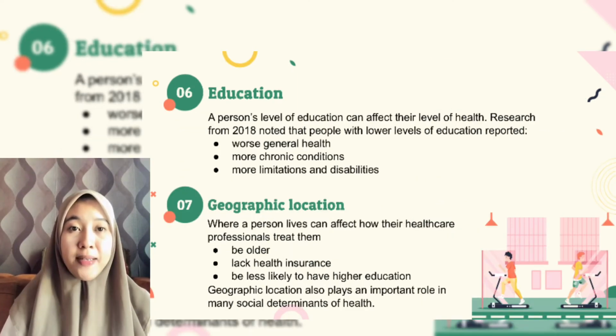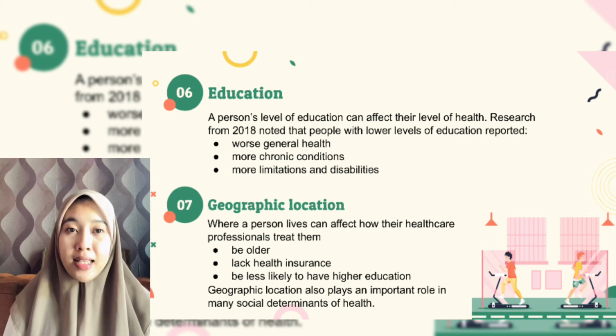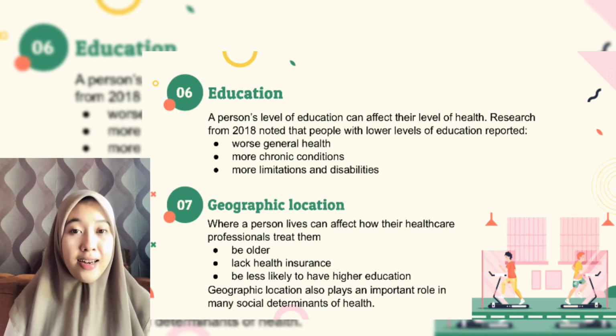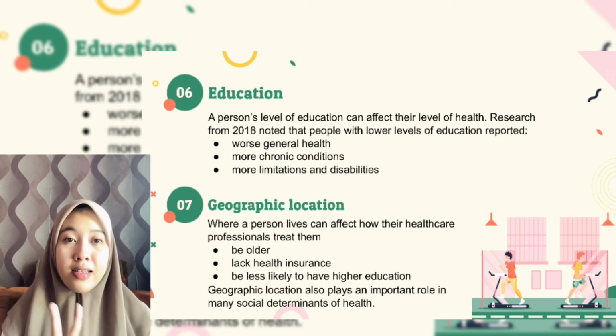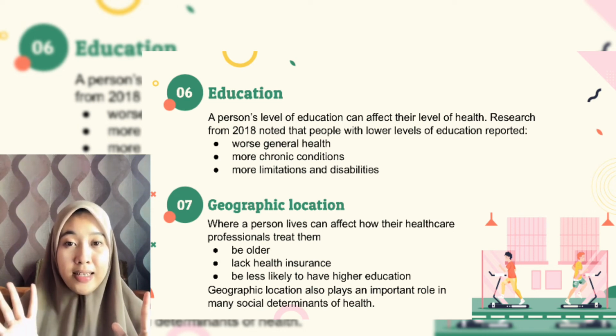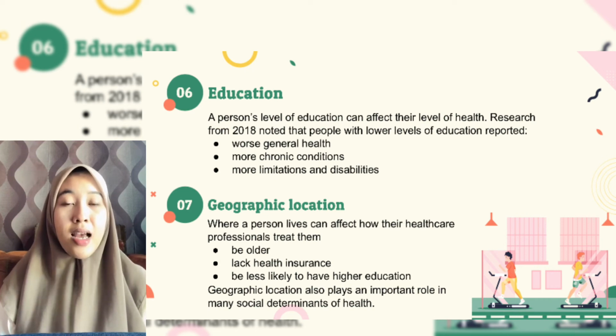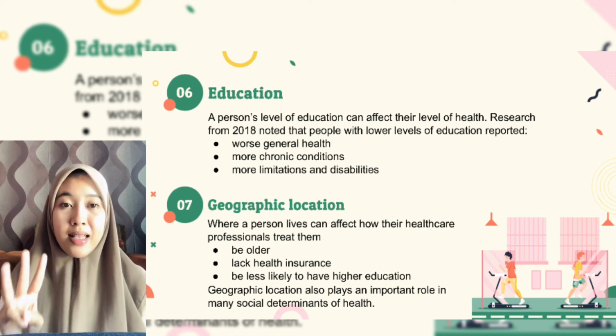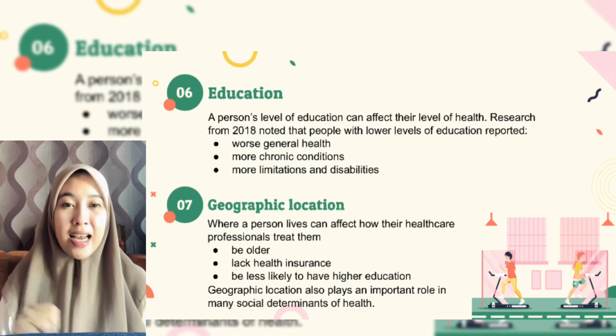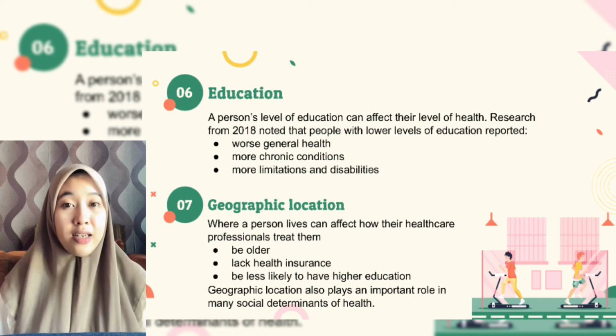Six, education. A person's level of education can influence their level of health. Research from 2018 noted that people with lower levels of education report one, worse general health, two, more chronic conditions, and three, more limitations and disability. Seven, geographic location. Where a person lives can influence how healthcare professionals treat them. People in rural areas tend to one, be older, two, lack health insurance, and three, be less likely to have higher education. Geographic location also plays an important role in many social determinants of health.